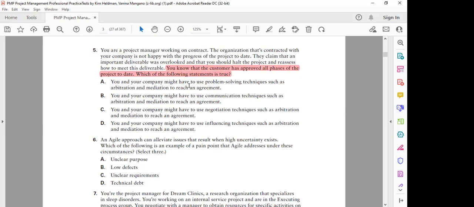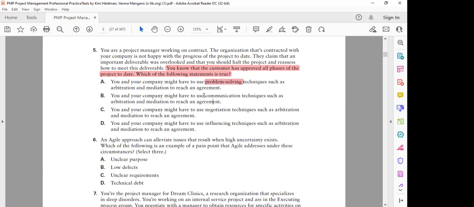Is there a problem here? Yes or no? Is there any problem here? Ideally, it doesn't look like a problem here, right? Because if all phases of the project are approved, there is no problem, so that cannot be the answer.